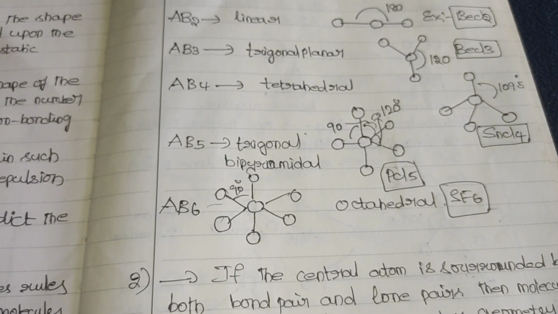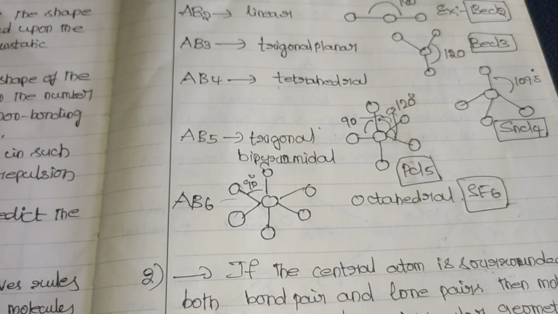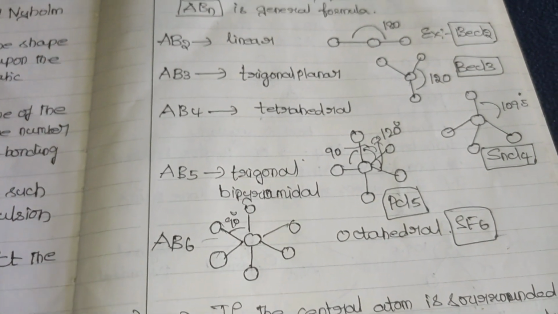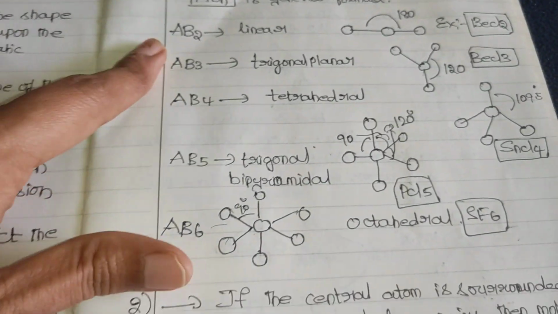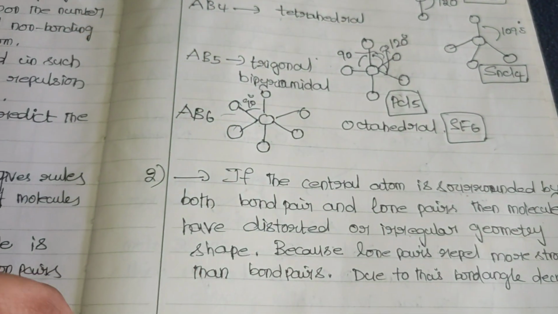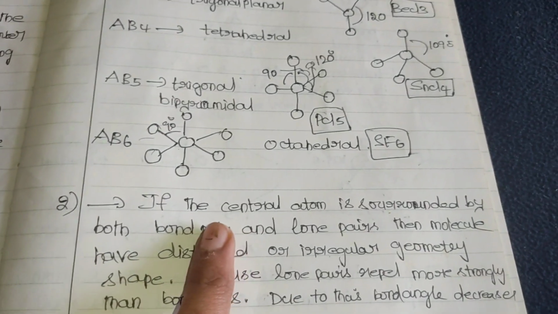If there are no non-bonding electrons, so no lone pairs and only bonding electron pairs, the molecule has a regular geometry. So what happens when lone pairs are there? It is explained in the second postulate.